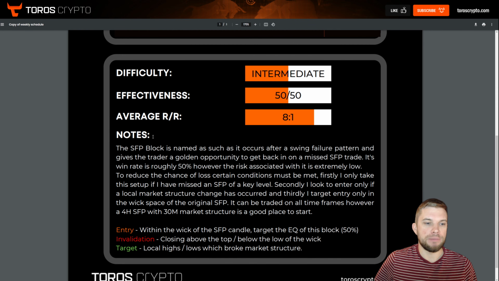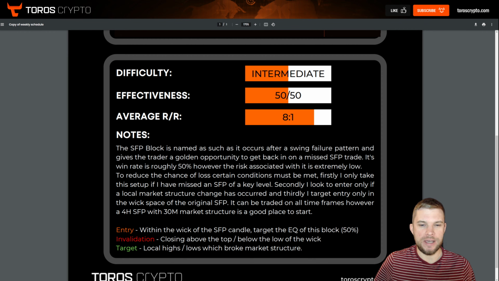So the SFP block is named as such as it occurs after a swing failure pattern and gives the trader a golden opportunity to get back in on a missed SFP trade. Its win rate is roughly 50%, however the risk associated with it is extremely low, and we get on average an 8-to-1 risk to reward off of this. So really nice return from the trade itself, even if the win rate itself isn't that high.